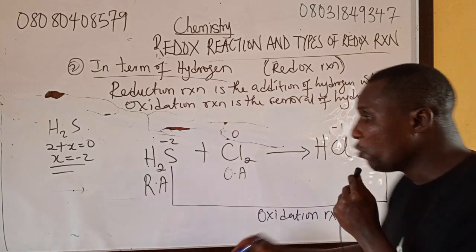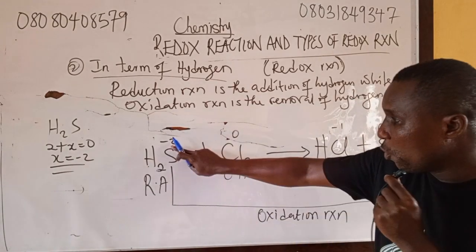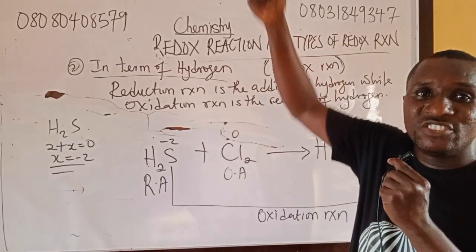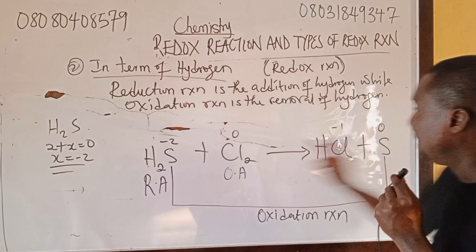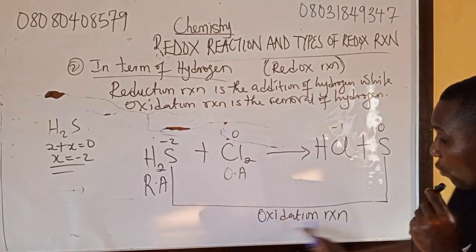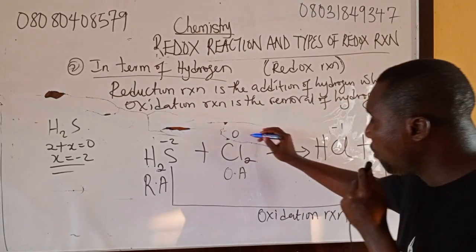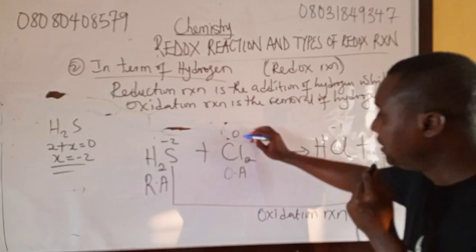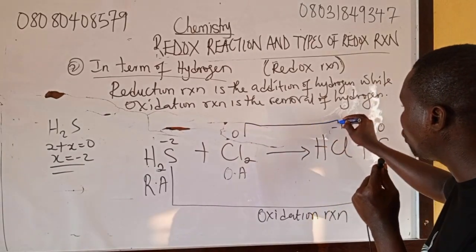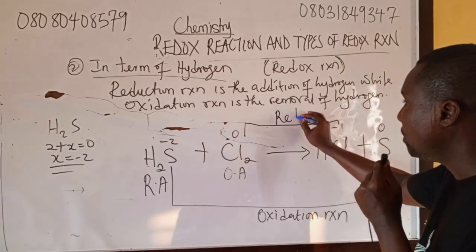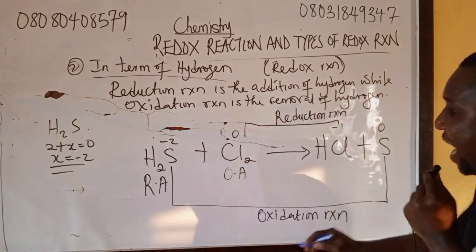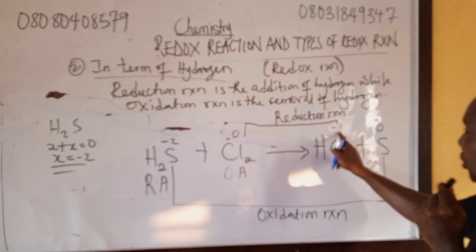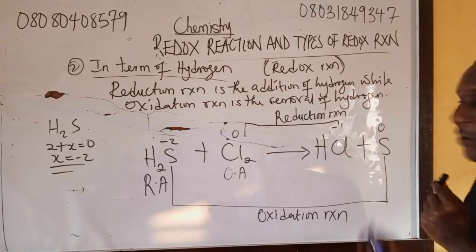Reducing agent undergoes oxidation reaction. Why? Because it has been oxidized. Reducing agent is oxidized. It has increased in oxidation number. It undergoes oxidation reaction. Therefore, the oxidizing agent undergoes reduction reaction. Why? Because it has been reduced from 0 to -1.